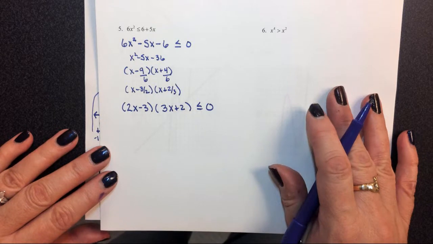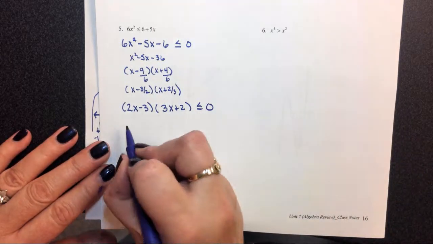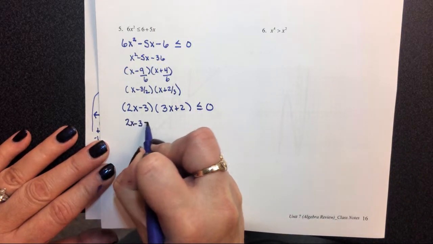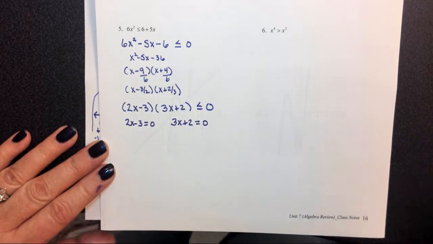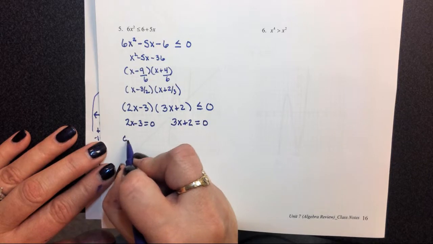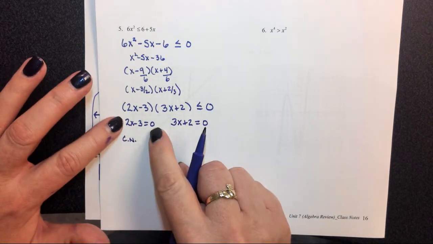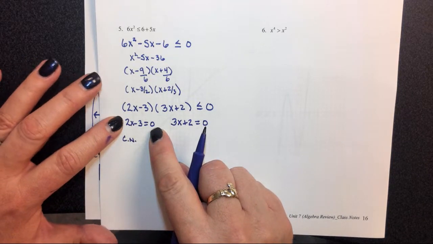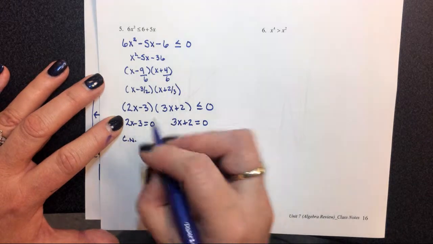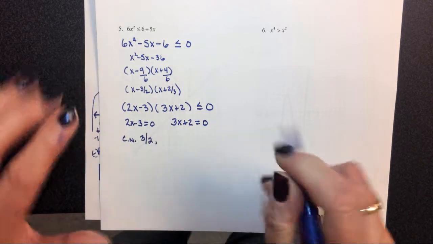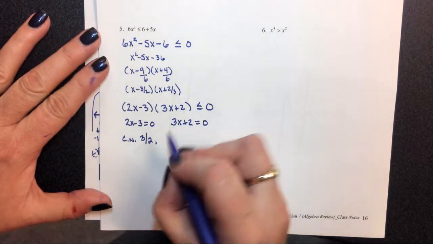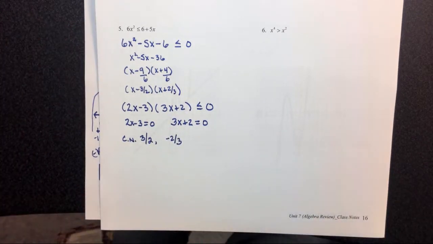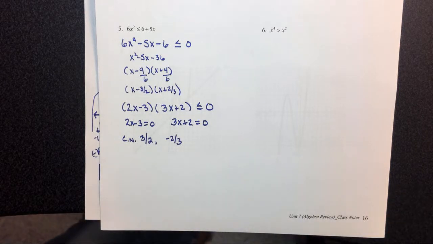So now be careful, guys. When you go to find your critical numbers, you want to take 2x minus 3 and set it equal to 0, and 3x plus 2 and set it equal to 0, to find those critical numbers. So when you solve 2x minus 3 equals 0, what's the critical number going to be? The critical number will be 3/2. When you solve 3x plus 2 equals 0, your critical number will be what? -2/3.